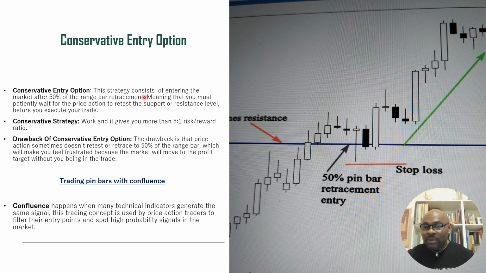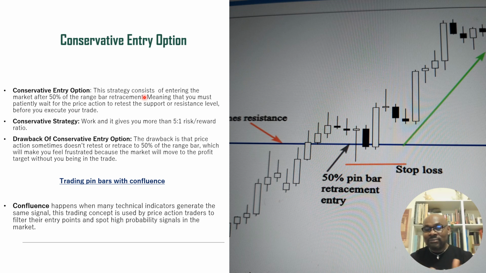Some people prefer aggressive entry option, while some people prefer conservative entry option. The rule for the conservative entry option is that you have to wait. Even if there's a pin bar rejection, we have to wait again for price action to come back and retest that level. But aggressive entry option, you don't have to wait. You can see the difference.